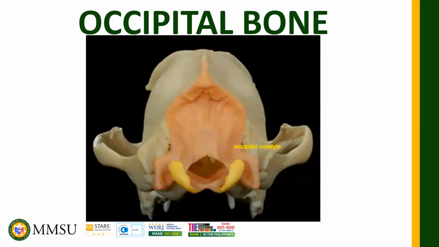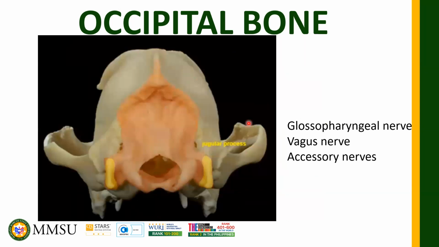Okay, so that is for the occipital bone. And then meron din tayong tinatawag na jugular process. Ito naman, we have the jugular process or what we call as the jugular notch or jugular foramen. Okay? So this is also another bony structure or bony feature of the occipital bone.